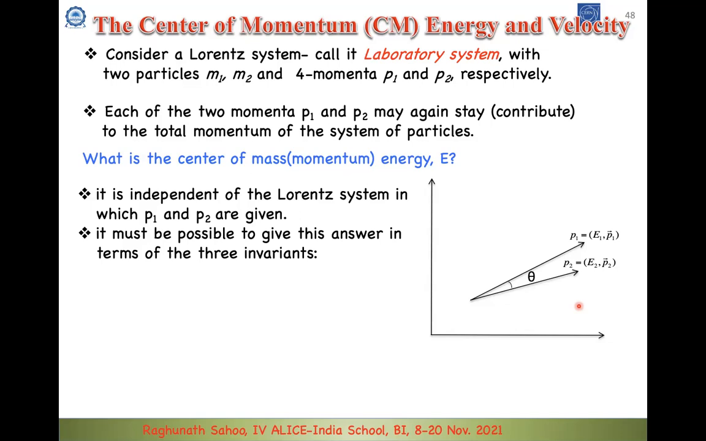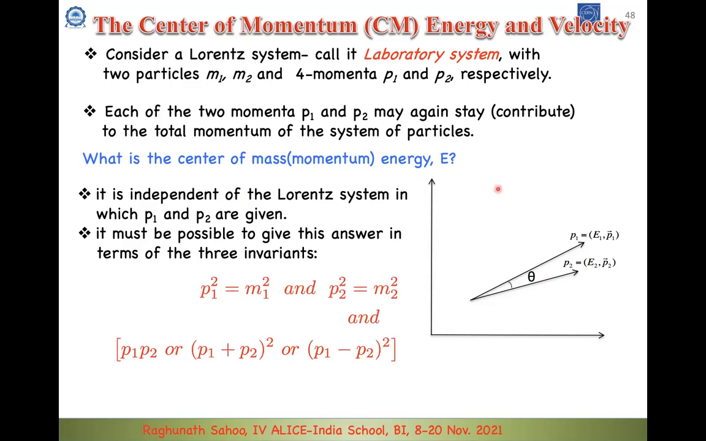Fine. So it is independent of the Lorentz system in which P1 and P2 are defined. That is what I'm saying. If you look at the total energy of the center of mass, it is actually independent of the Lorentz system, which is the laboratory system where I have defined P1 and P2. So it must be possible to get this answer in terms of different invariants.